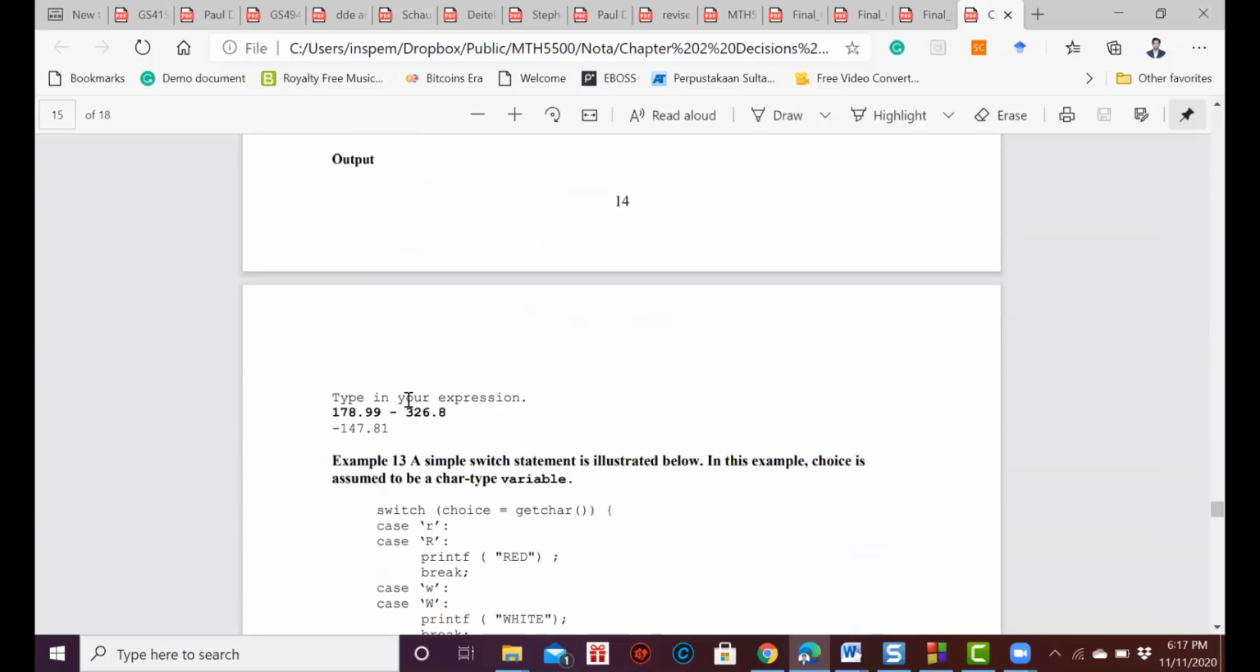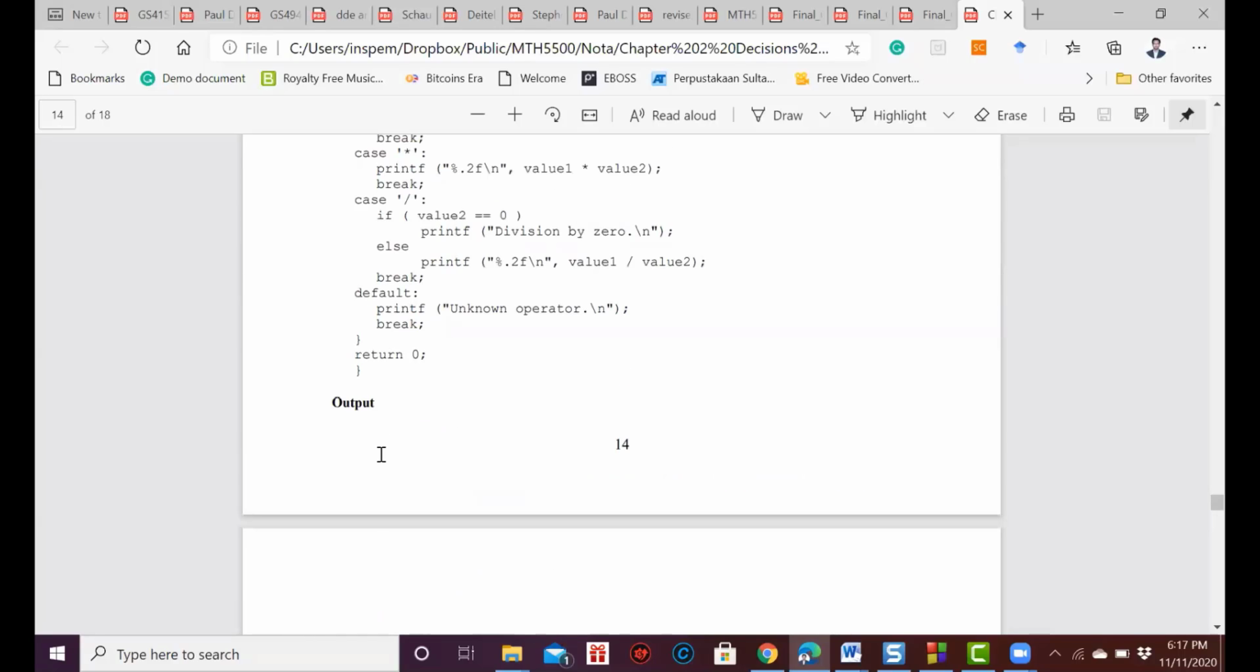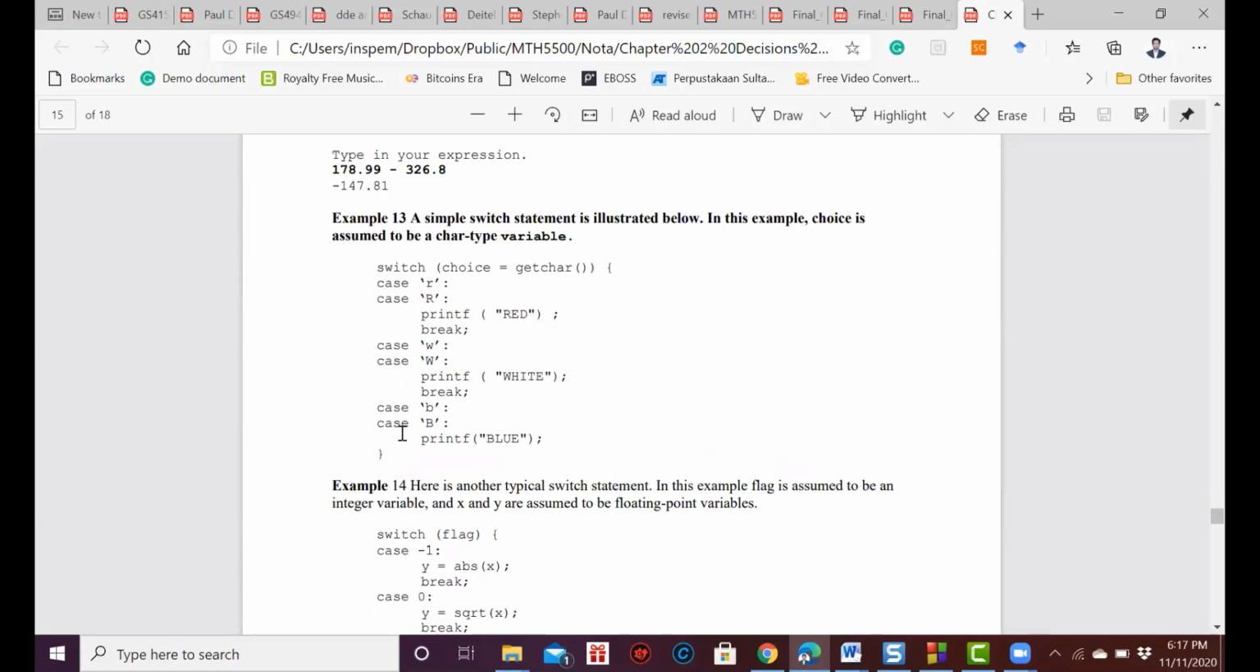This one is the output. Let's say we enter 3 inputs: value 1, then the operator minus, then value 2. So the result will be at the bottom here. Okay, finished.